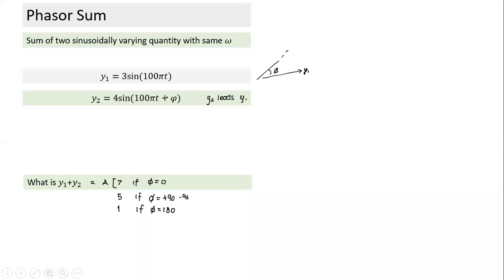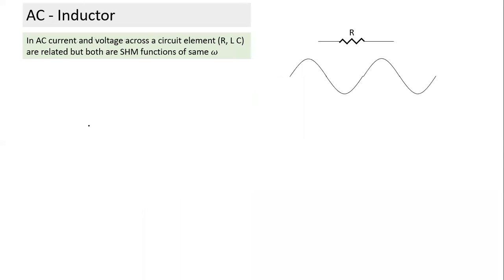This is one thing which has to be clearly understood for quantities which are varying as a sine function. If this is not understood, anything related to sinusoidal quantities will not be understood. The second thing we have to understand: for the last couple of months, we have spent time on DC current. In DC, in the case of resistance, voltage and current are related. A similar thing happens in AC.